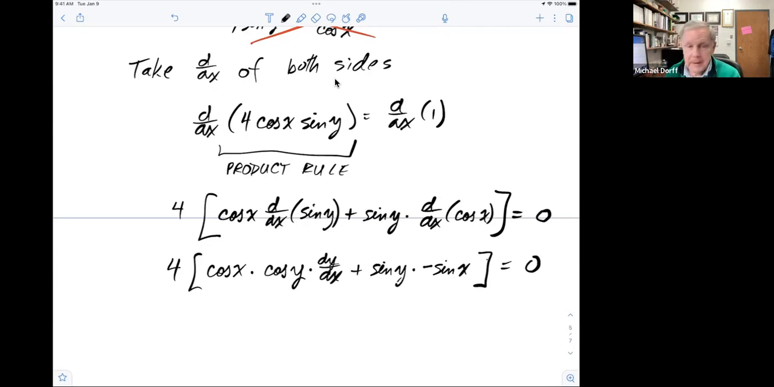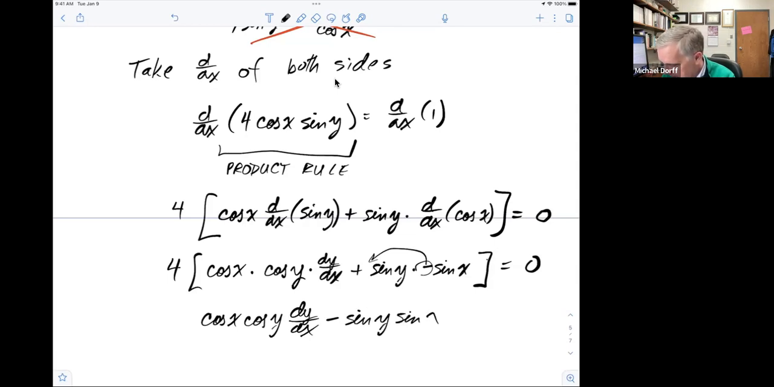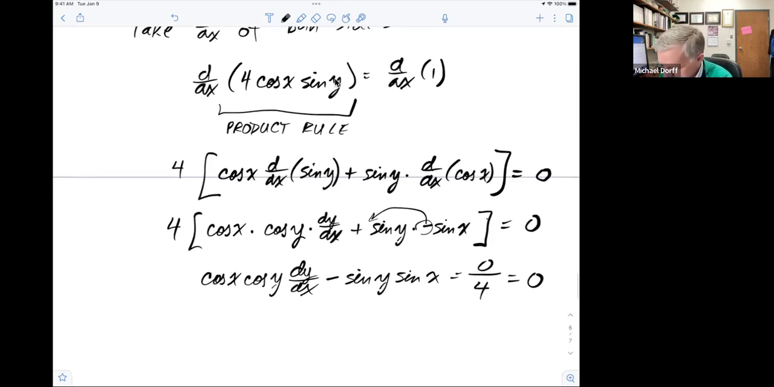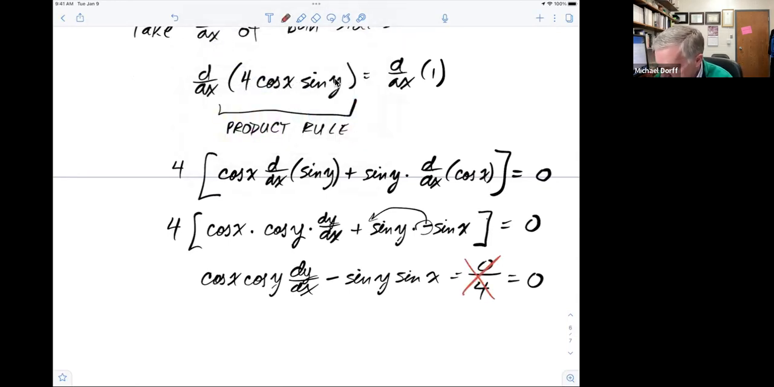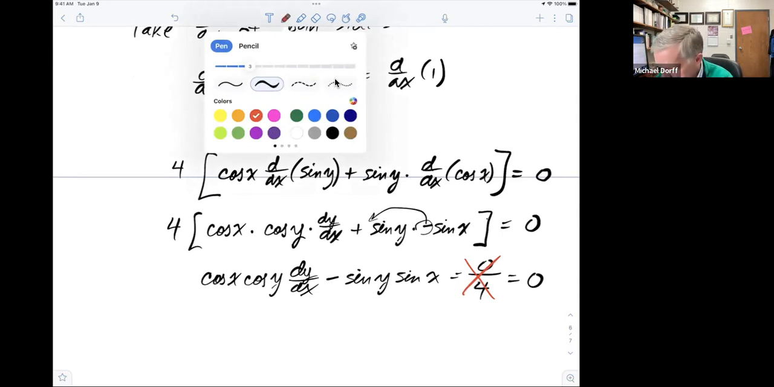Now I could multiply the 4 that's outside the square brackets to both terms here, so I would have a 4 in front of the cosine x and a 4 in front of the sine y. But I could also just go ahead and divide by 4 here right away. And when I do that, I'm also going to bring this negative out front. And what is 0 divided by 4? It's just 0. I'm going to cancel that out because 0 over any non-zero number is 0.